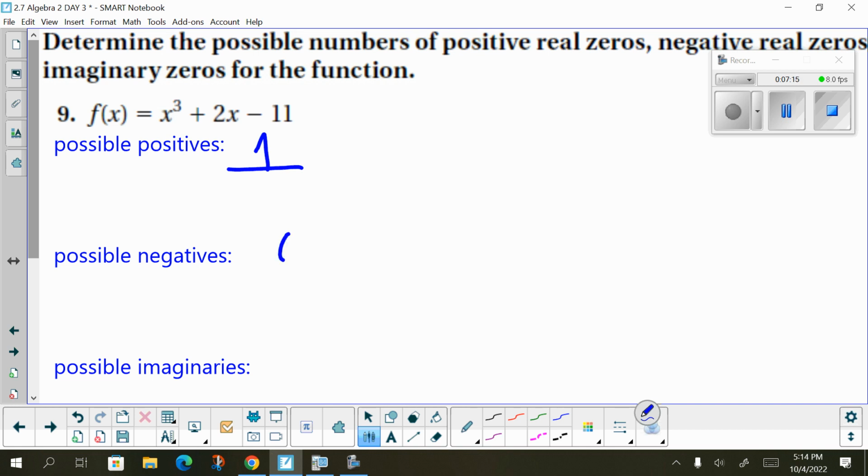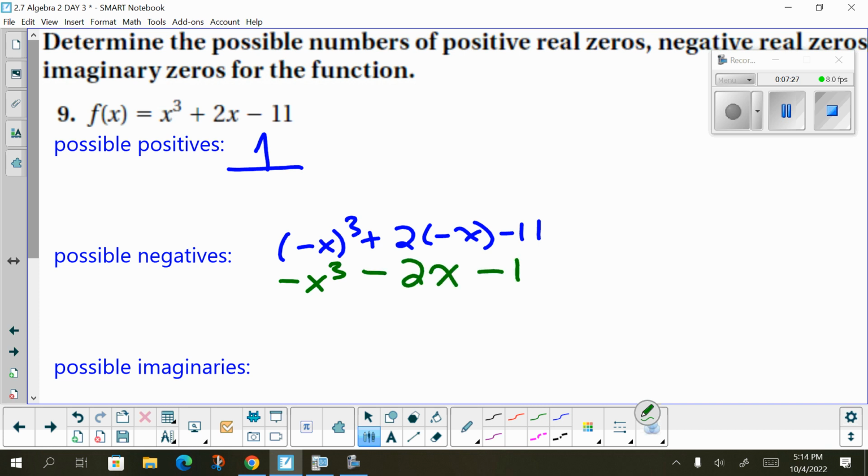For possible negatives, I'll put a negative in everywhere I see an x, and simplify that down. A negative to the 3rd power would be a negative term. 2 times a negative x would be a negative 2x, and then I have negative 11. Now, if I'm counting sign changes, I'm not seeing a single sign change. It's going from negative to negative to negative. So there's 0 possible negatives.